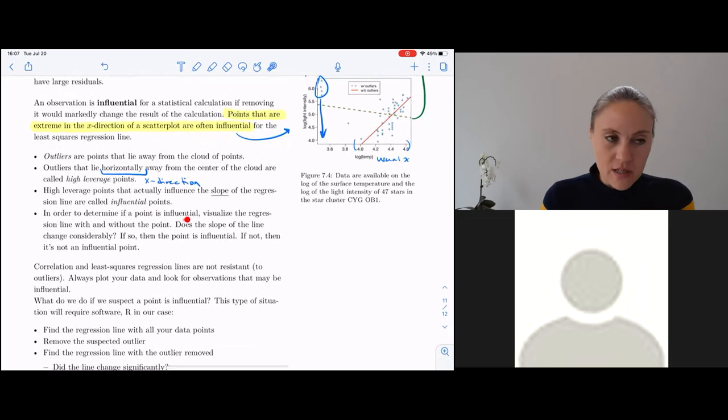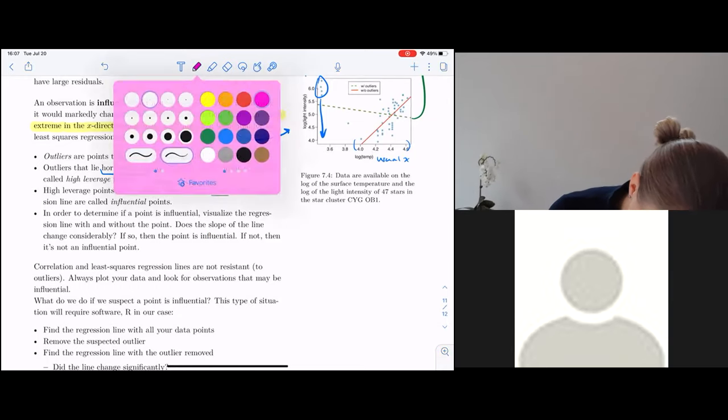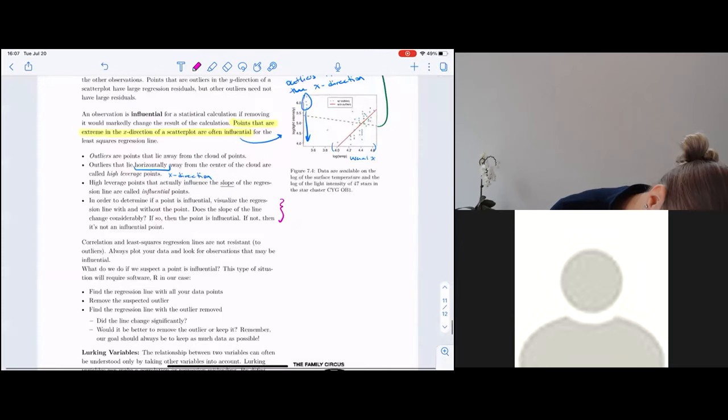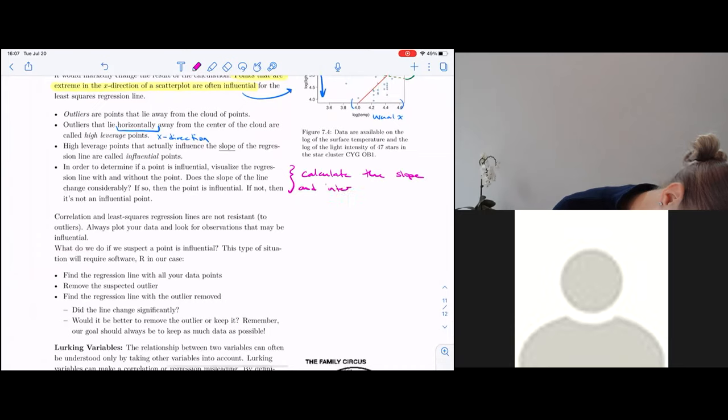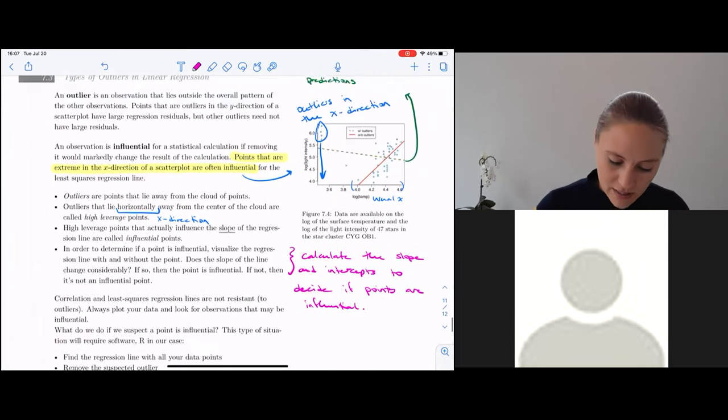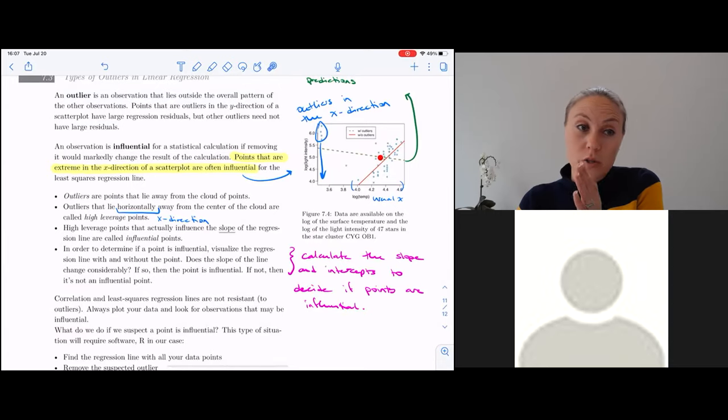In order to determine if a point is influential, I want you to visualize the regression line with and without the point. Or you could even do the calculation: calculate the slope and intercept to decide if points are influential. Did the slope change a lot? Did it change from a negative slope in this case to a steep positive slope? That would be a huge change. So then I can say that yes, these are influential. Now what?